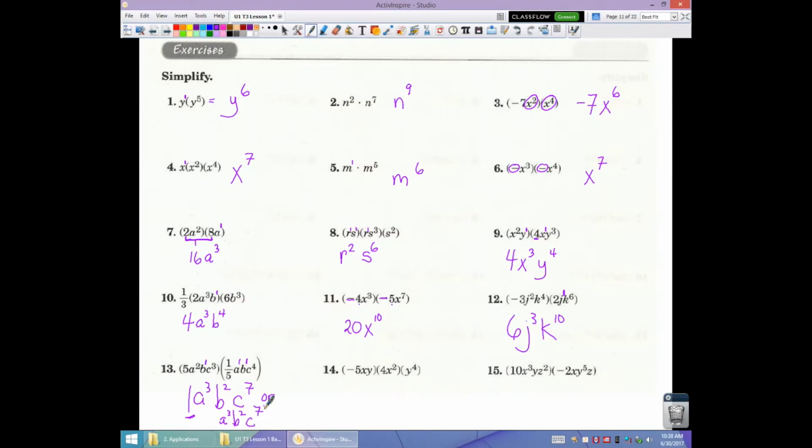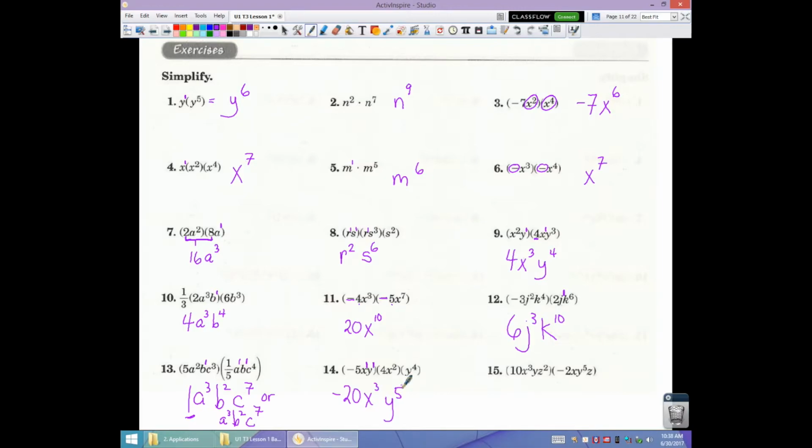Number 14, again, multiply my coefficients. Negative 5 times 4 is negative 20. X first times x squared is x to the third. Y first times y to the fourth is y to the fifth.